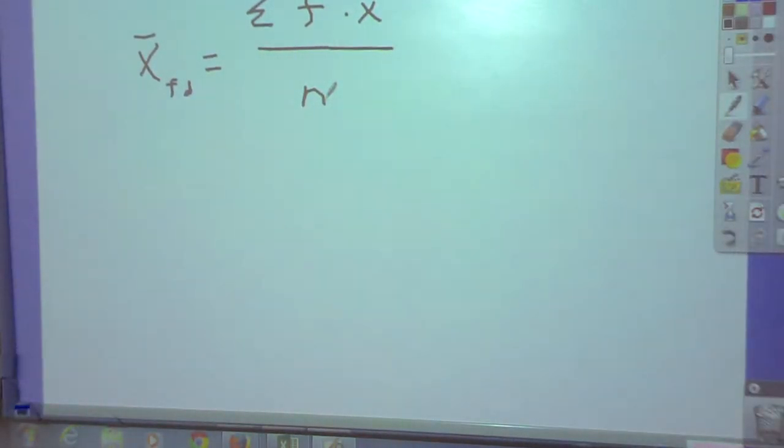And that's the mean. So now you have the standard deviation and you have the mean.